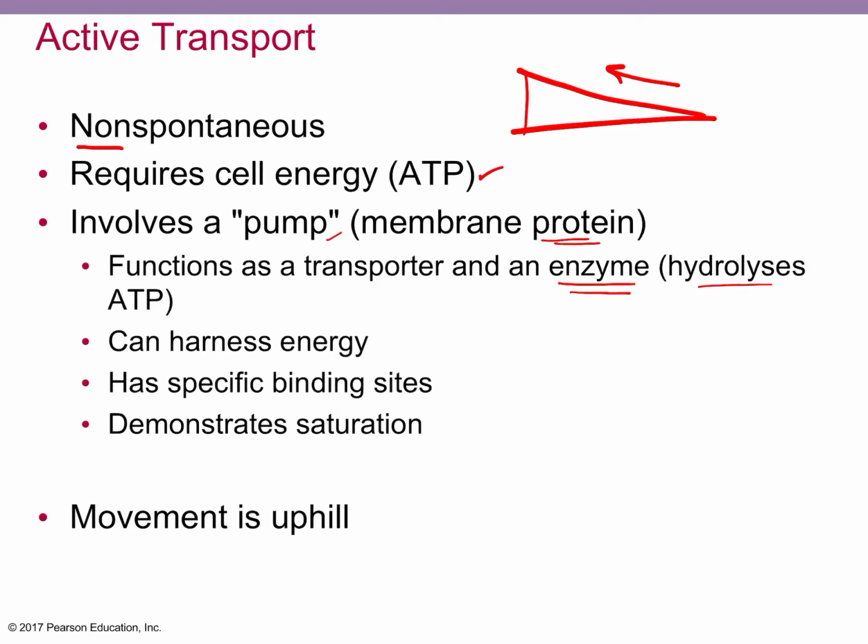So a lot of times, when we talk about the sodium-potassium pump in the nervous system, these transporters are also called ATPases because they break down ATP. So they're able to harness energy. They have, again, specific binding sites, so they're specific. And they also can hit a saturation point. So, the overall is that the movement is uphill.